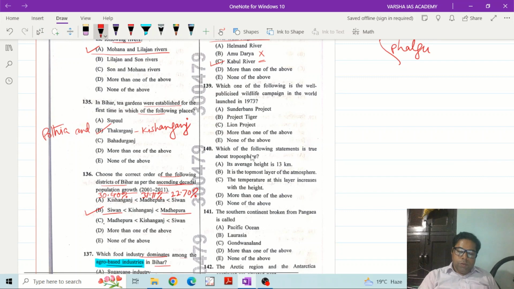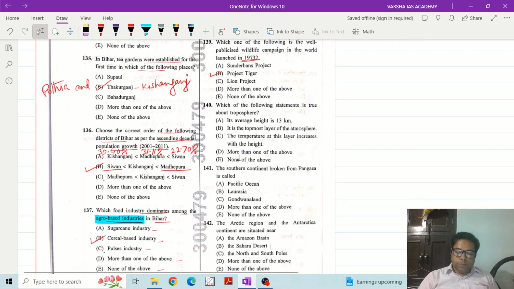139. Which of the following is a well publicized wildlife campaign in the world launched in 1973? In 1973, one of our projects was launched. This was Project Tiger, right? So the answer for this is B, Project Tiger in 1973, right?